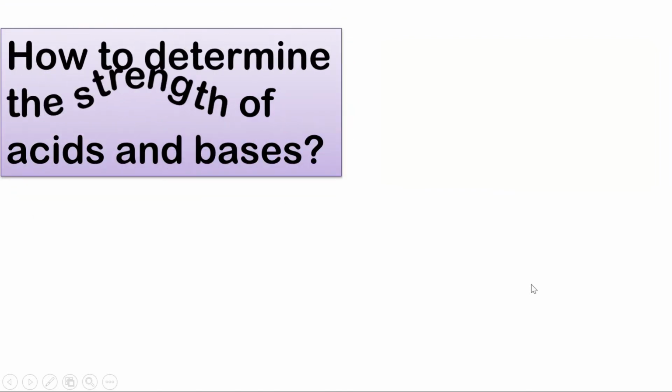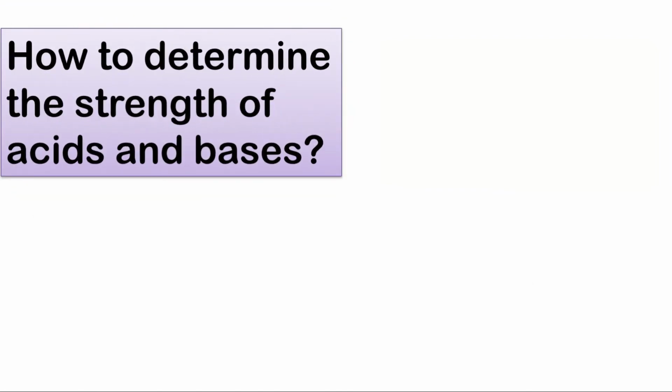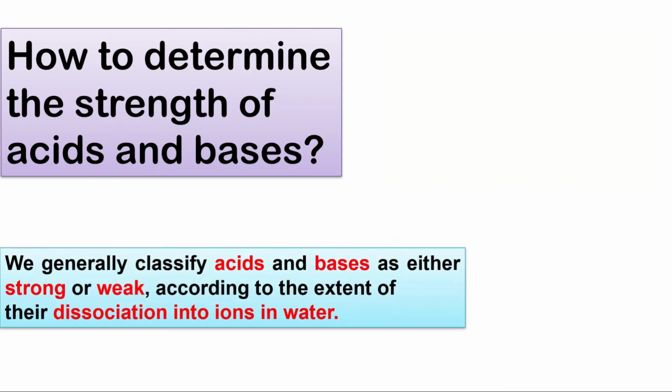How to determine the strength of acids and bases. We generally classify acids and bases as either strong or weak according to the extent of their dissociation into ions in water. So we are going to focus on the dissociation equation.